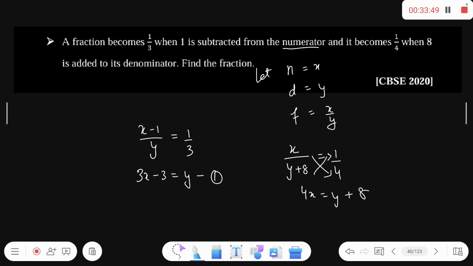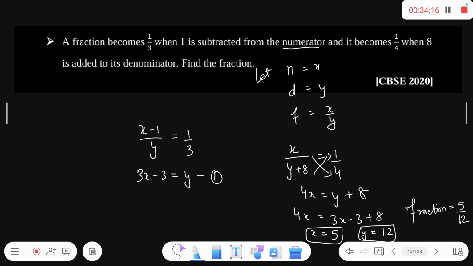Again put the value of y here. So 4x is equal to 3x minus 3 plus 8, or this is x is equal to 5. And similarly, when you calculate y value, it becomes 5 3s are 15 minus 3 is 12. Always write answer of fraction in fraction form, and fraction is 5 by 12.